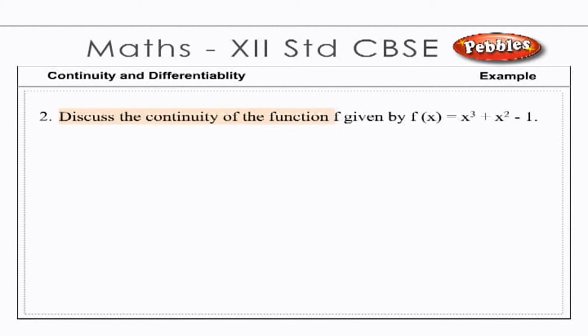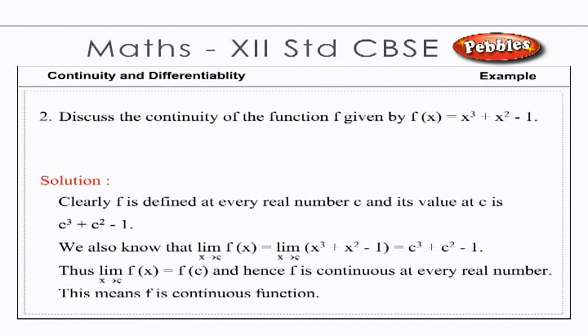Example: discuss the continuity of the function f given by f of x equal to x cube plus x square minus 1. Solution: clearly, f is defined at every real number c and its value at c is c cube plus c square minus 1. We also know that limit x tends to c of f of x equals limit x tends to c of x cube plus x square minus 1, equal to c cube plus c square minus 1. Thus, limit x tends to c of f of x equals f of c, and hence f is continuous at every real number. This means f is a continuous function.